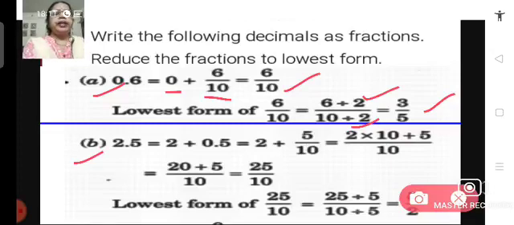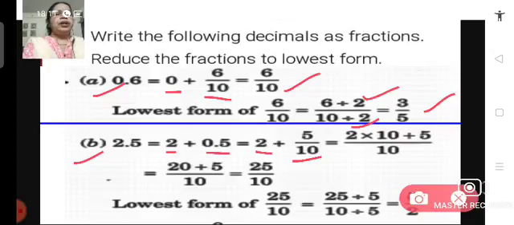B, 2.5. So it can be written as 2 plus 0.5, isn't it? Now it can be written as 2 plus 5 tenths, 5 upon 10, since 0.5 can be written as 5 tenths.